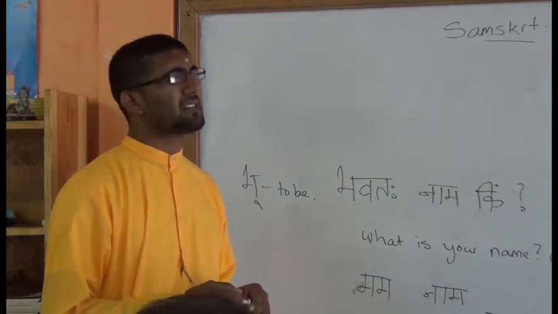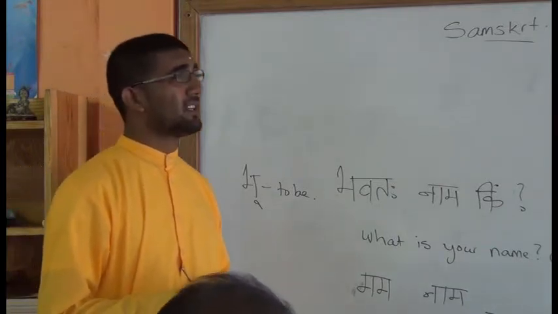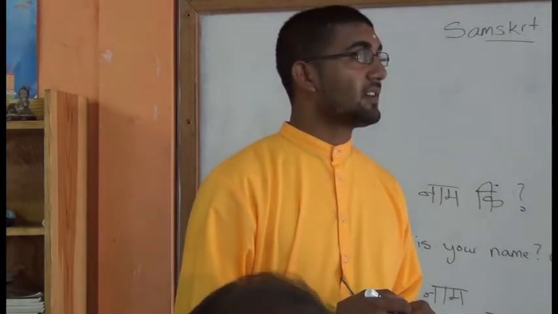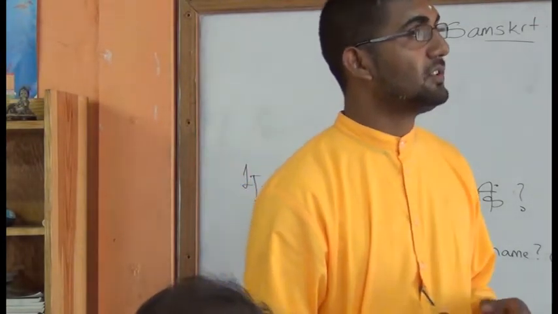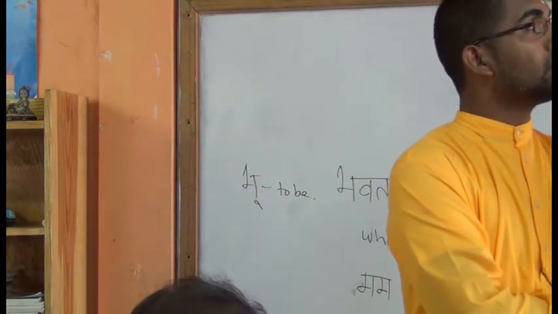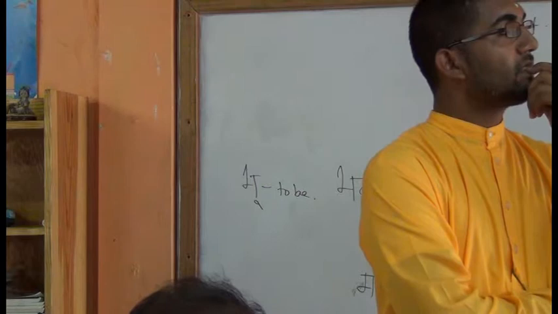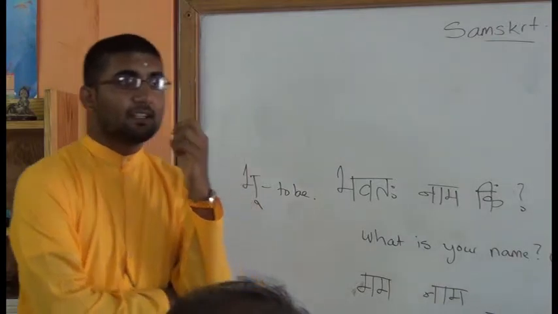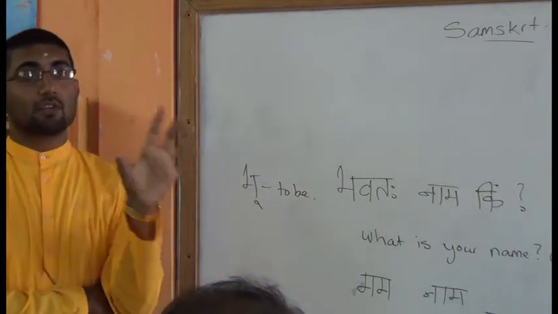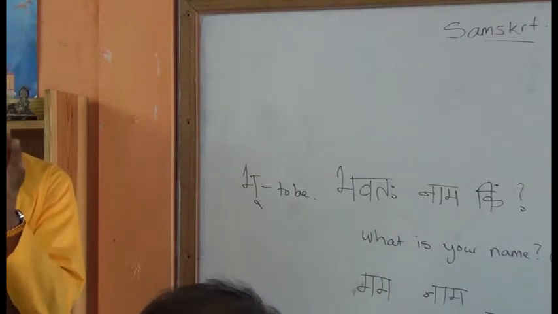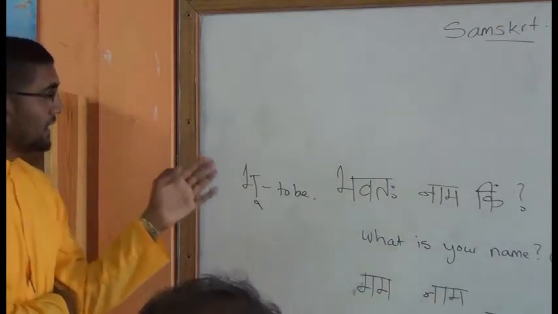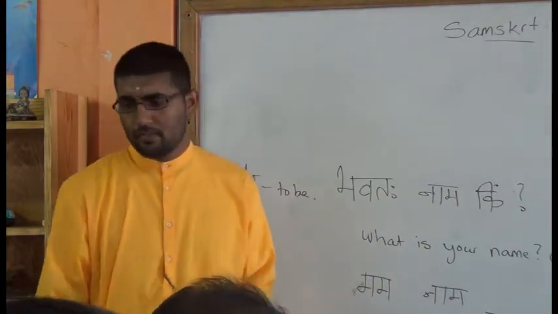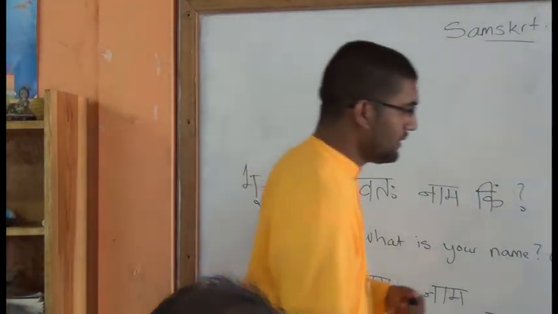Asmi, svaha, smaha, asi, stha, stha, asti. Third person plural is staha, and then santi. Very well. So that's a declension all by itself, which we will deal with later. But right now, Bhavatyaha nama kim? Mama nama. Bhavatyaha nama kim? Mama nama. Alright. So, you're walking on your own, you're doing Sanskrit.